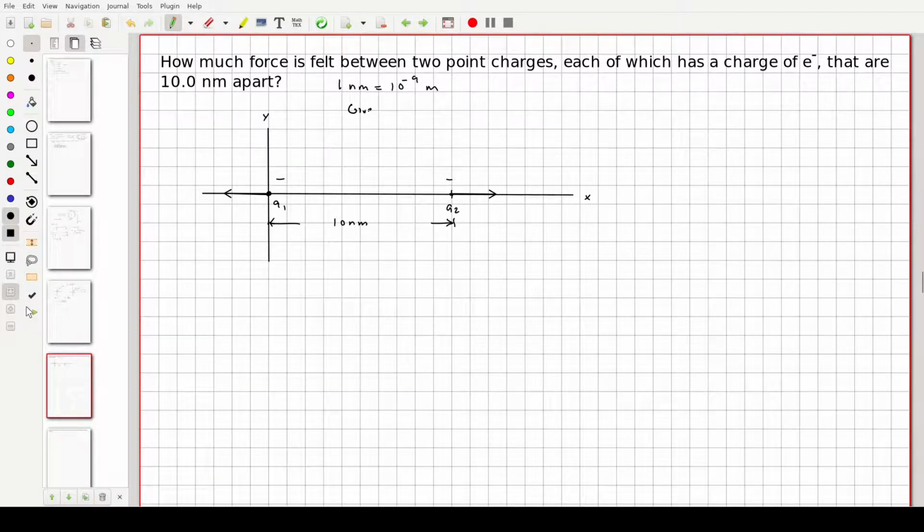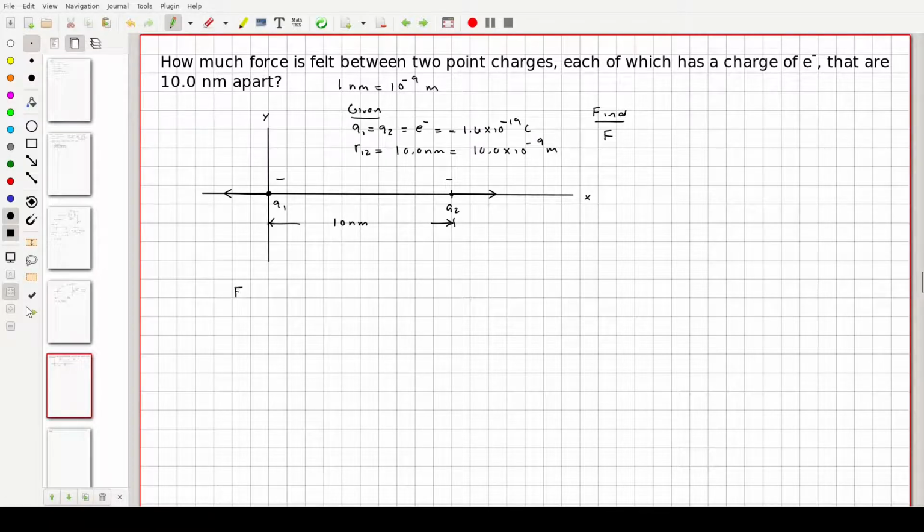So what we're given here is that Q1 and Q2 both have a charge of minus E, which is minus 1.6 times 10 to the minus 19th coulombs. The separation distance, which I'll call R12, is 10.0 nanometers, or 10.0 times 10 to the minus ninth meters. And what I'm trying to find here is the force F. Like I said, we're just going to deal with magnitudes here.